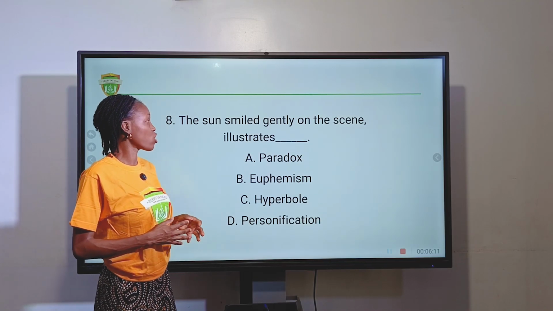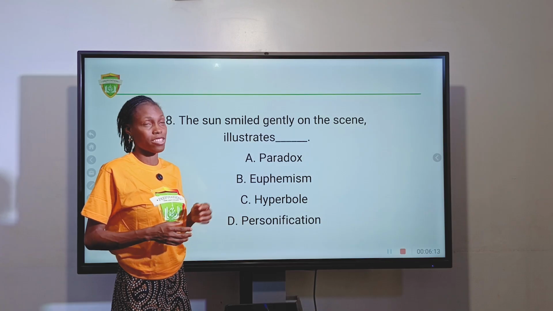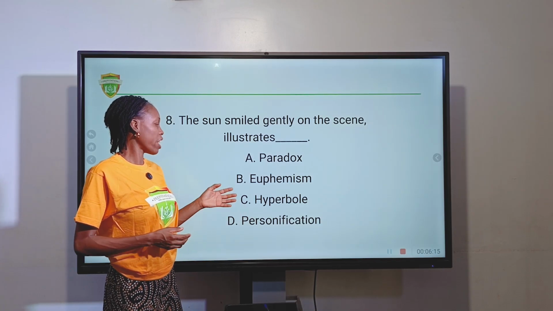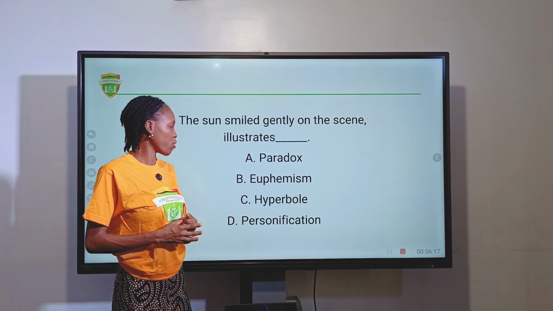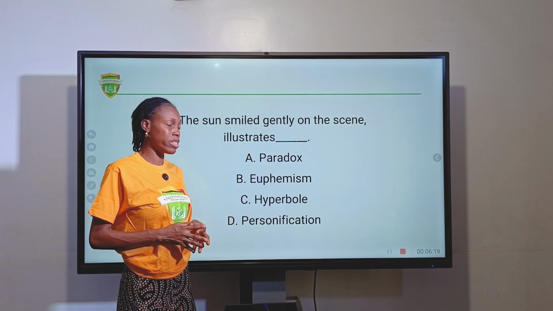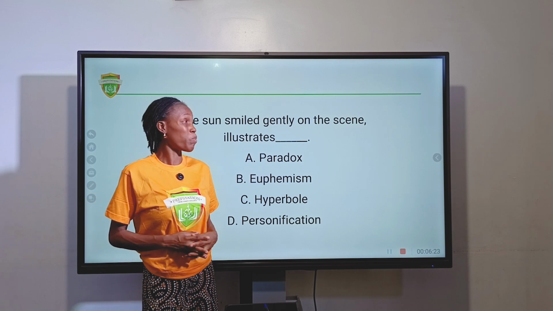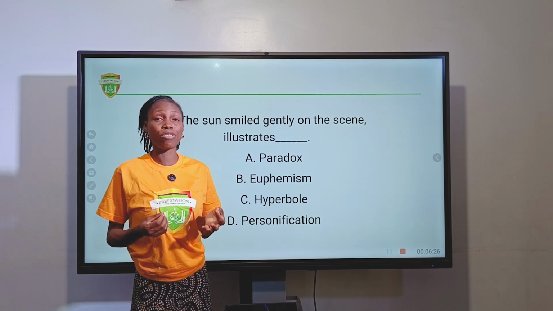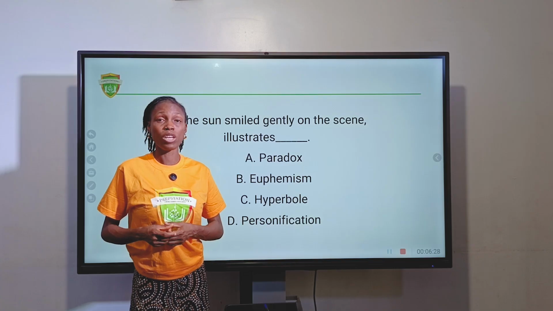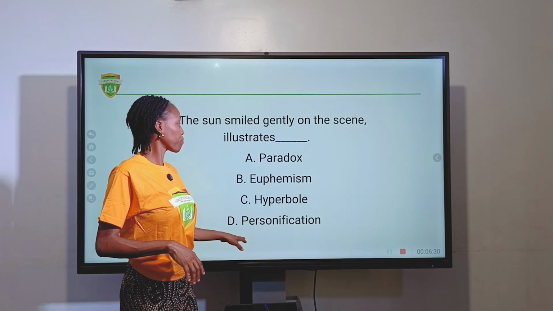Number 8, the sun smiled gently on the scene. Illustrates A, paradox, B, euphemism, C, hyperbole, and D, personification. The answer is personification because the sun is given a human characteristic, which is smiling.